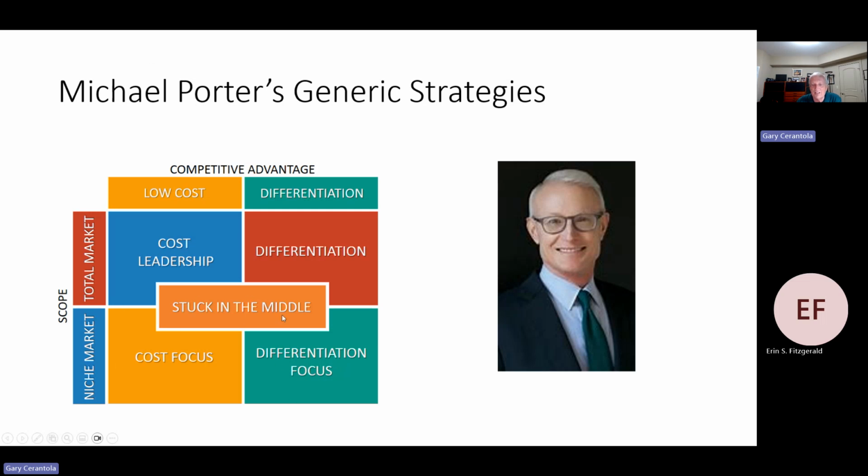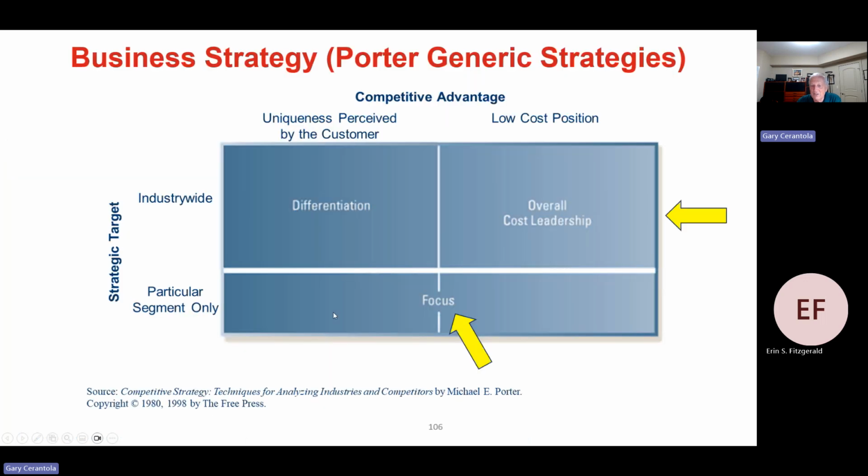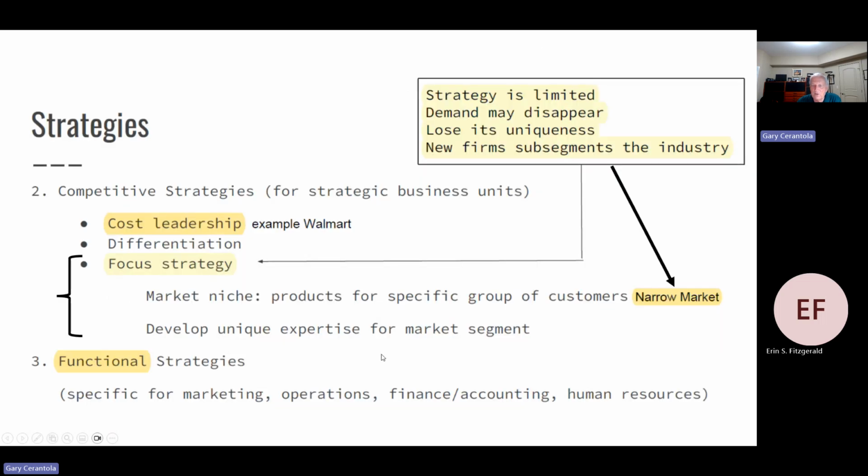And sometimes you could be stuck in the middle. So you got to understand what industry you are in, what business you're in, and what you really want to achieve for that business, and then pick a generic strategy on the business level of what's going on, right? And here's some more details. Cost leadership is about lower price, economies of scale. Differentiation is about convenience, reputation, customization. Cost focus, low price to a key demographic. So be very careful when you get into this part of it. Okay.